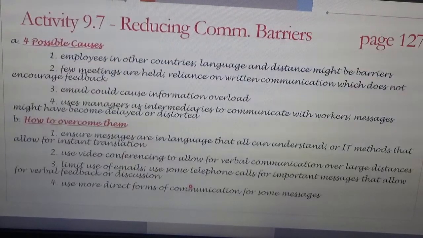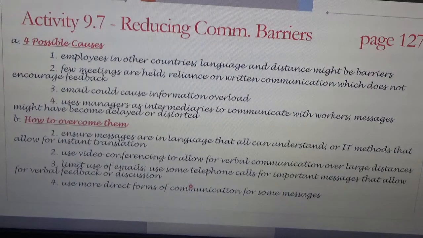All right. So let's go to activity 9.7 on page 127 of your book. It's about reducing communication barriers. The case study is stated in your book. Take time to read it, and at the end of the case study we have two questions. First is to identify the 4 possible causes of communication barriers within STC, and the next one is letter B, explain to Sanchez how he could overcome the 4 communication barriers that you explained in A.